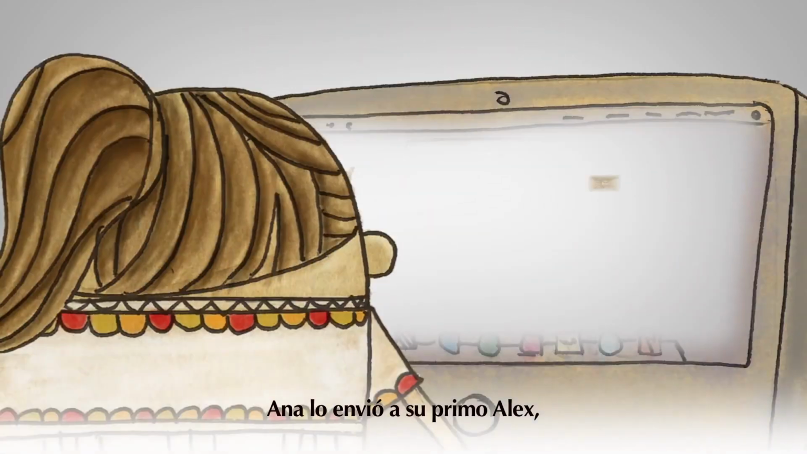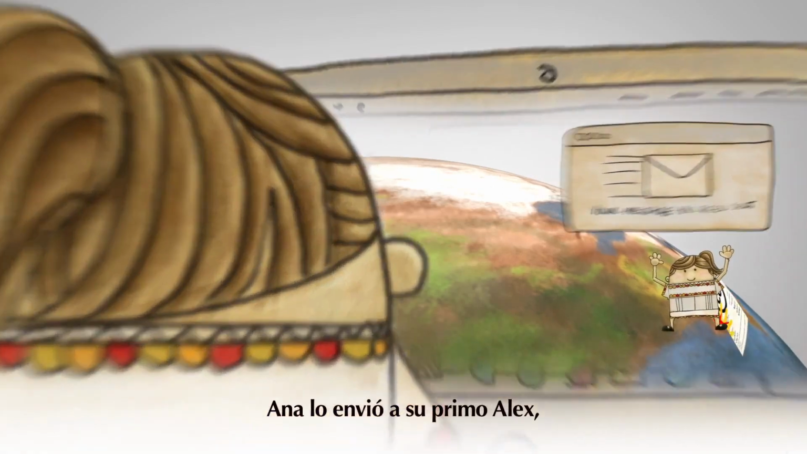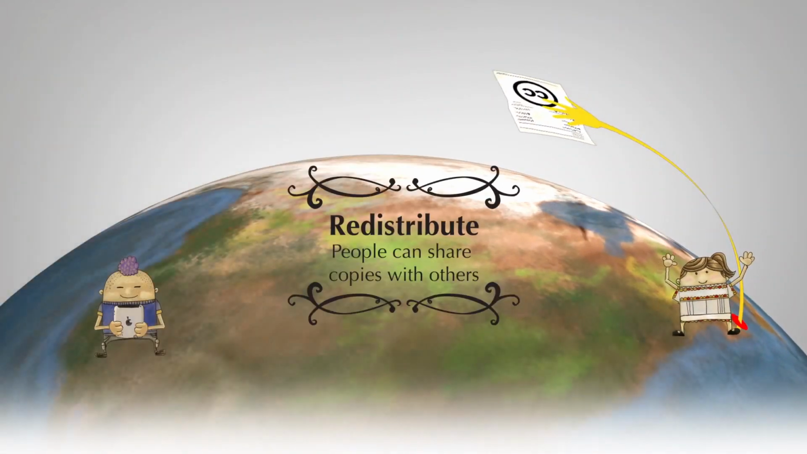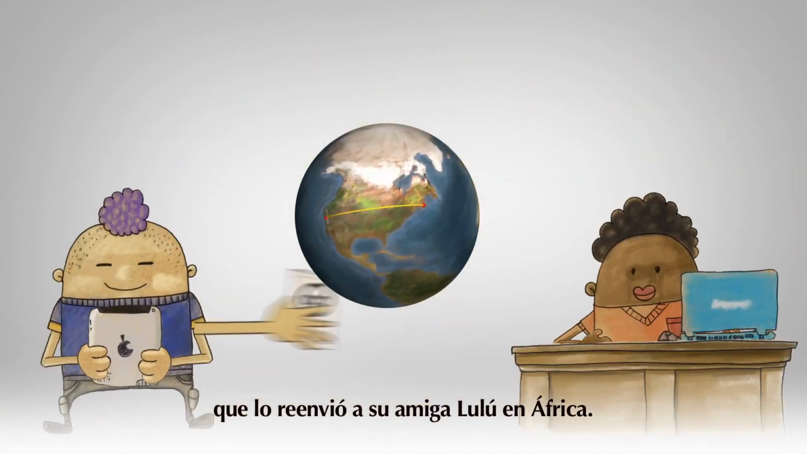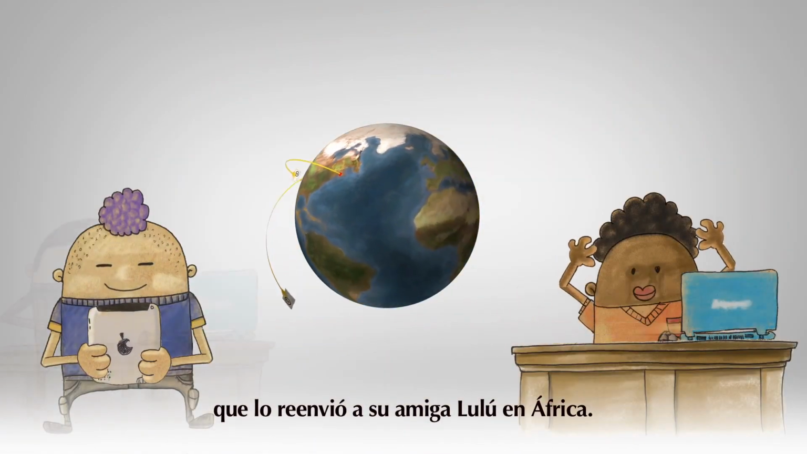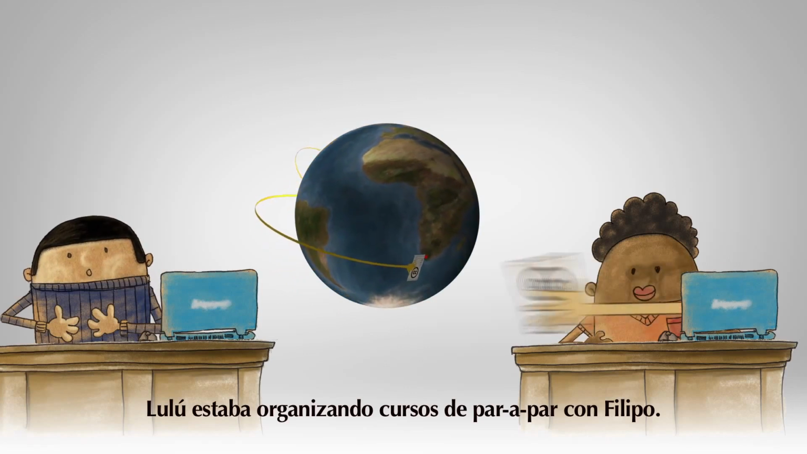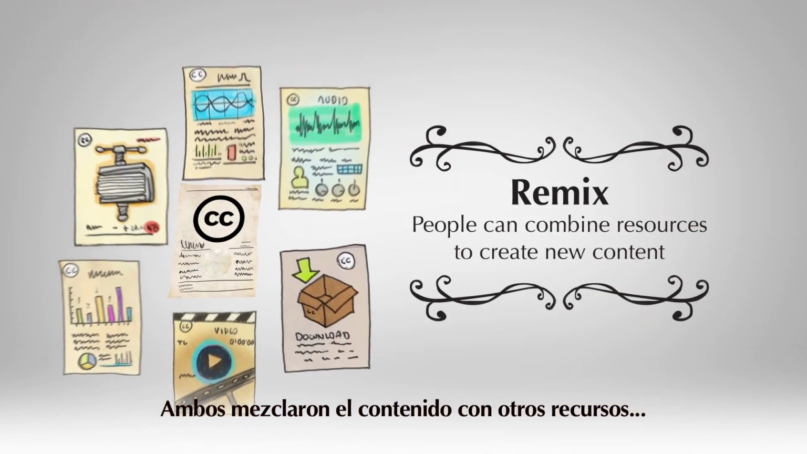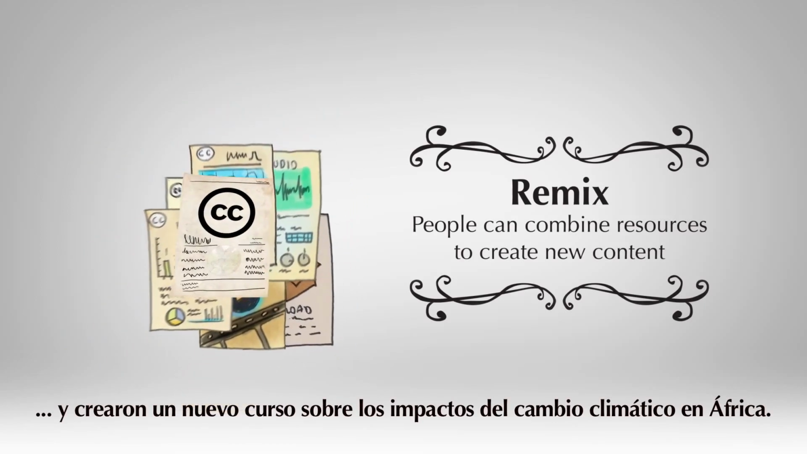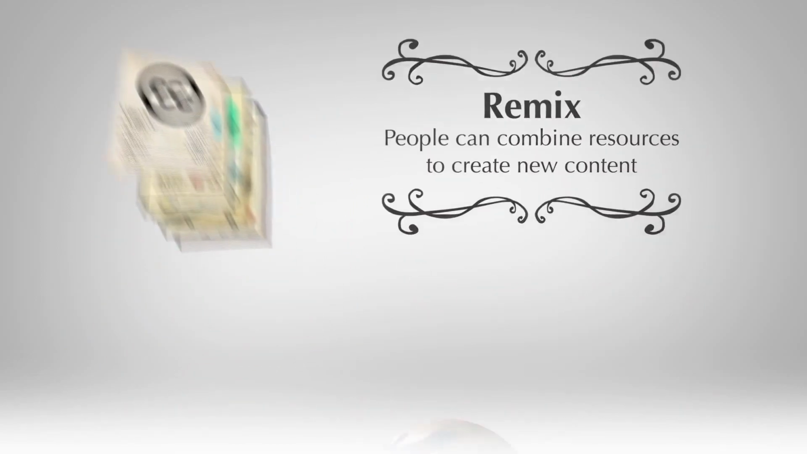Anna sent the course's content across the country to Alex, who was studying climate change. Alex found it so interesting that he forwarded a copy to his friend Lulu in Africa. Lulu was developing peer-to-peer courses with Philip, so they remixed the content with other resources and created a new course about the impacts of climate change in Africa.